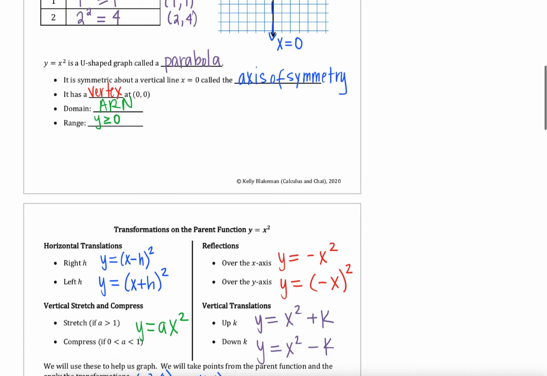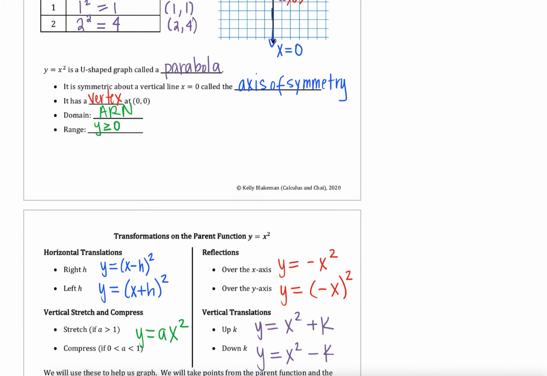So let's review our 4 transformations. So again, we have our horizontal transformations, which would be the first set that we apply. That would be our right or our left transformations. That happens inside the function. And so since our parent function now is y equals x squared, then those transformations happen inside the squared, so the -h and the +h are inside those parentheses.